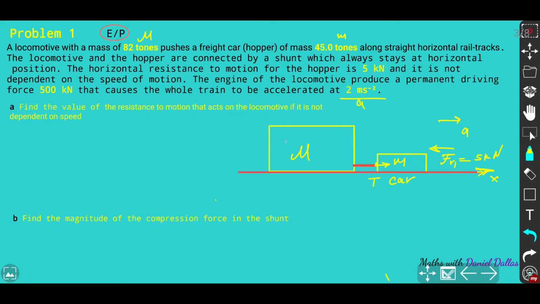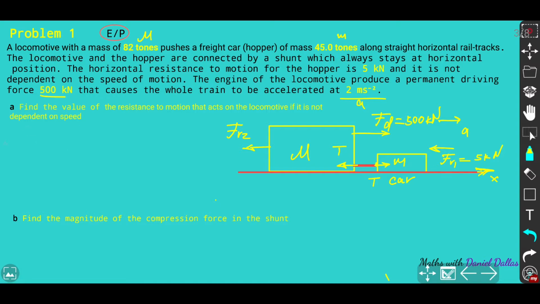We do have a driving force that's 500 kilonewtons. Let's set up this force right here. That's going to be the driving force Fd, which is 500 kilonewtons. Okay, it's to the right. We also have some resistance to motion that acts on the locomotive, not dependent on speed, and we call it Fr2 for the locomotive itself. This is the resistance force against the motion. And what else? We have the same force, which we mark as T, but on the opposite side. It opposes motion because it's from the side of the hopper, as if it's some kind of resistance to the motion. That's enough, and let's set up the second Newton's law.